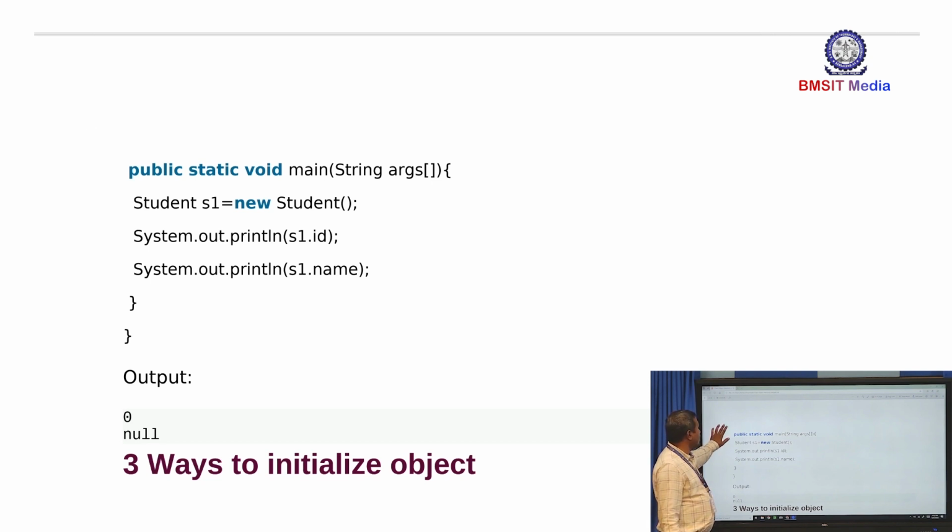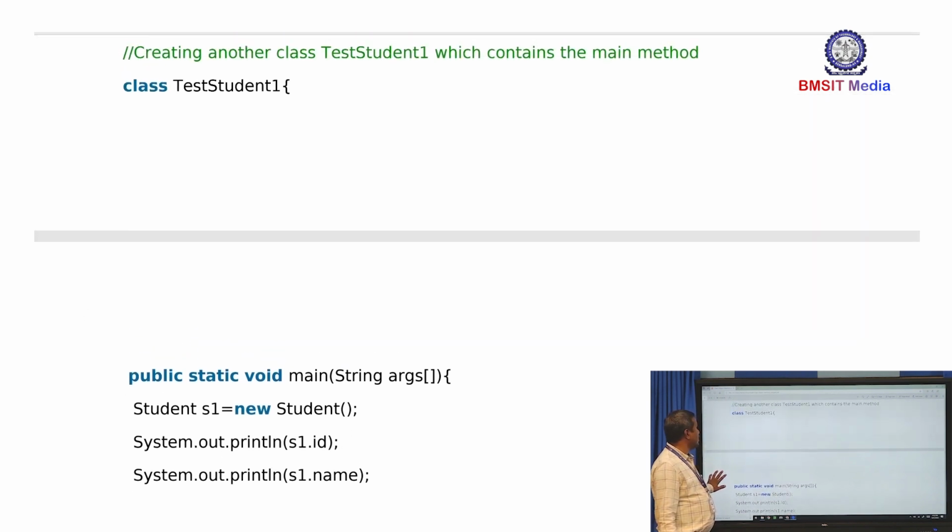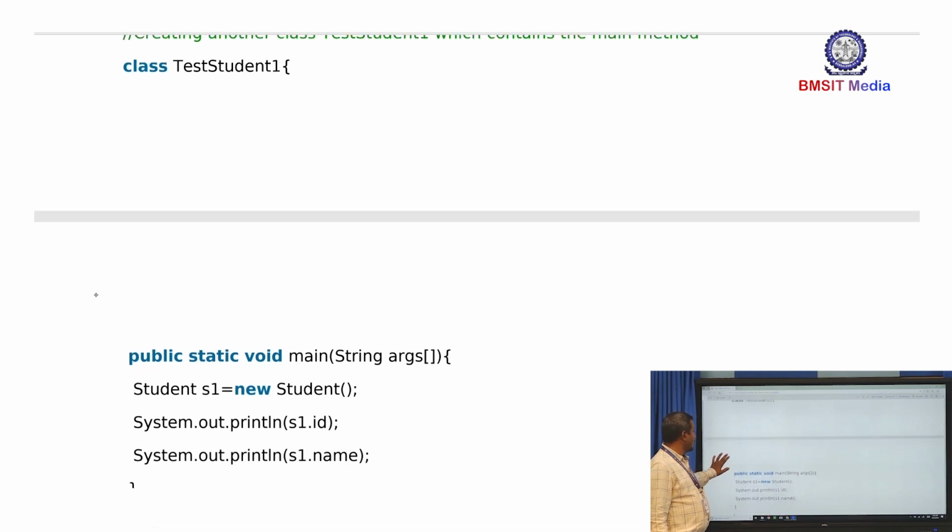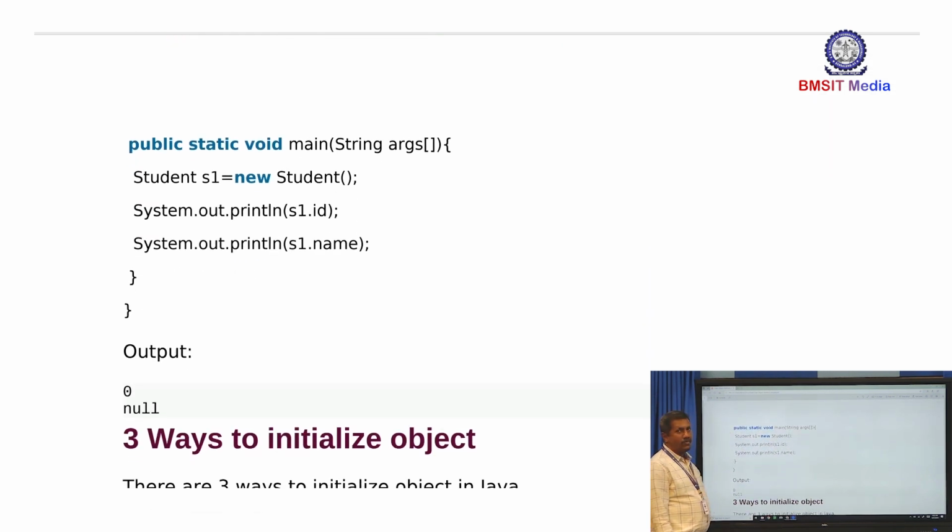We defined the class name as TestStudent1. Then here also, we are creating the object of the Student class, which is outside this main class. The class name is Student and the object name is S1. We are creating the object called S1 with the help of the new keyword. Then we print S1.id and we print S1.name. Again, if I print S1.id and S1.name, we get the values 0 and null.